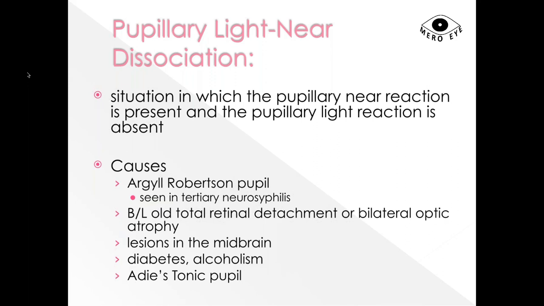Then there are some other causes like bilateral total retinal detachment, or sometimes even bilateral optic atrophy can lead to pupillary light near dissociation. And the characteristic dorsal midbrain syndrome, in which there is a lesion in the dorsal part of the midbrain, can lead to this condition. Then peripheral neuropathy that occurs with long-standing diabetes or chronic alcoholism can also lead to this condition. And sometimes even an Adie's tonic pupil can lead to pupillary light near dissociation. We'll be discussing briefly about the important individual topics later on.